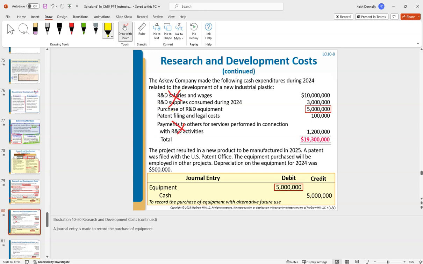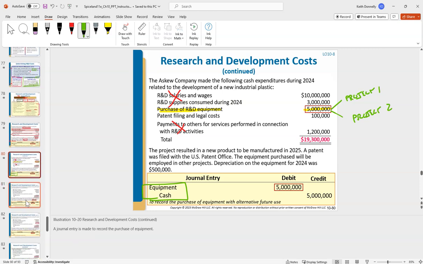How about this guy, the equipment, the 500,000? Well, we're using this for 2 projects, project 1 and project 2, like COVID and cancer, whatever the new thing that's ruining the world. The first thing is we got to put it on the balance sheet. Debit equipment, credit cash. There we go. It's on the balance sheet.